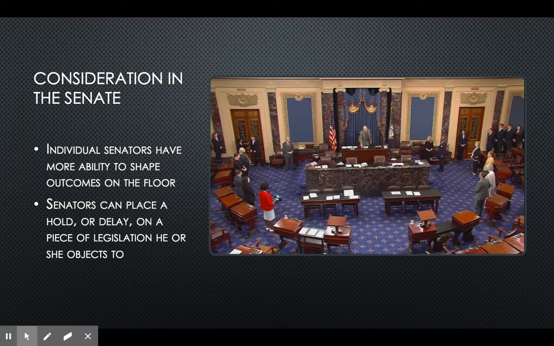So let's move on to the Senate and considering legislation in the Senate. Individual senators have more ability to shape outcomes on the floor. And a lot of this has to do with the fact that there's less of them, but it also has to do with some of the procedures within the Senate. Senators can place a hold or a delay on a piece of legislation that he or she objects to, so they place a hold on it so that it won't be considered or debated.